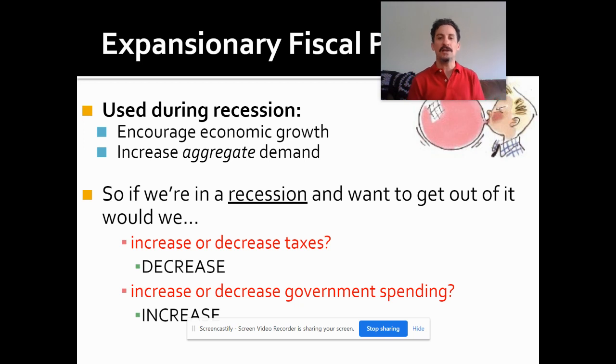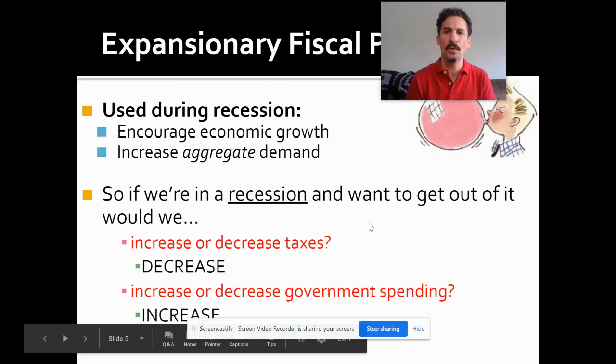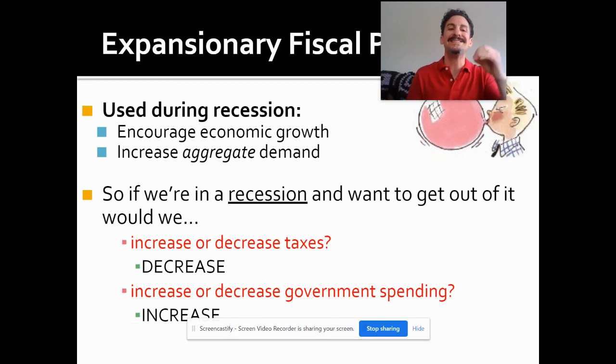So if we're in a recession and we want to get out of it, would we increase or decrease taxes? Well, I've already got the answers up on the board here. So you would decrease the taxes of the people. In other words, make people in the United States pay less money in taxes so they can hold on to a little bit more of their money. And when we've got more money in our hands, we tend to spend it, which stimulates the economy. And since one person's spending is another person's income, that creates jobs, creates jobs, creates jobs.